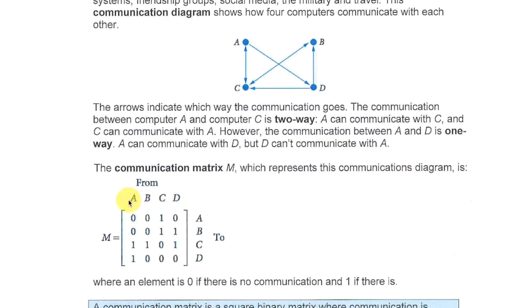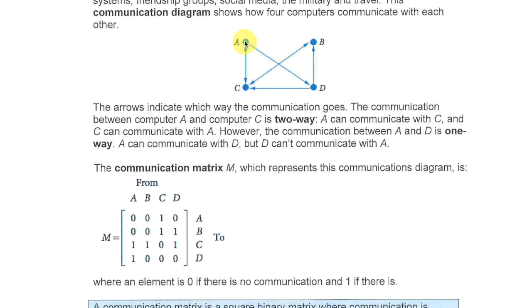So here we have a matrix, and you can see we've got the computers A, B, C and D, and this is the from position. And along the rows here, again, we've got computers A through to D, and that's the to position. So if we look at from A, you can see that from A, we can communicate directly with D, and we can communicate directly with C.